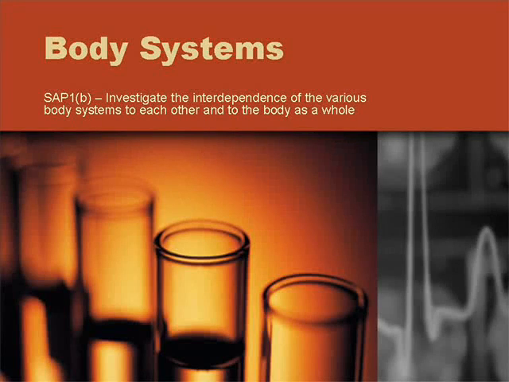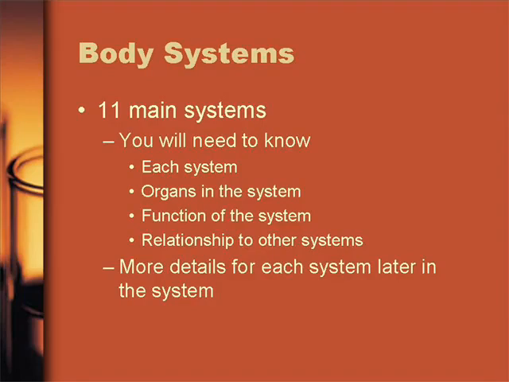This lecture is going to cover the 11 major body systems in human anatomy. As I said, there are 11 main systems found within the human body. For each system, you're going to need to be responsible for knowing, of course, each system name, the organs or structures found within the system, the function or functions of the system, and every system's relationship to one another.